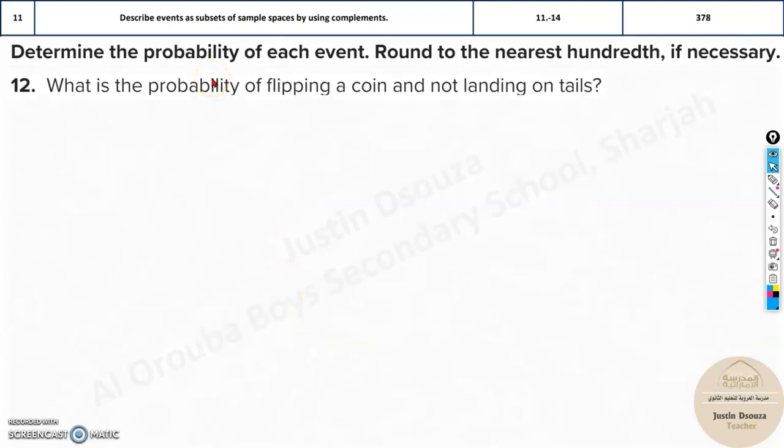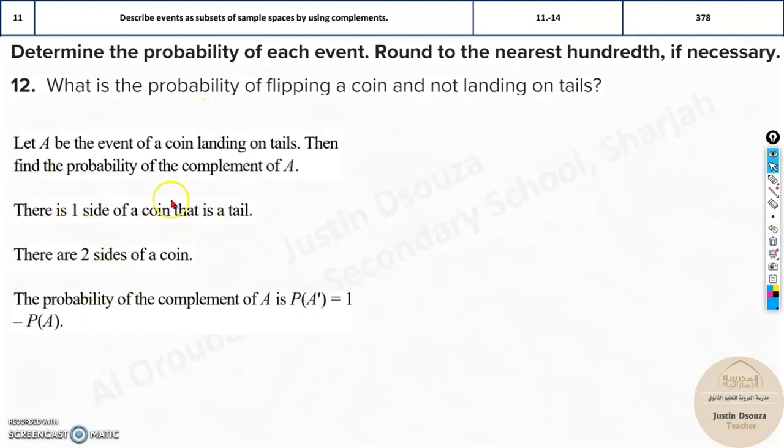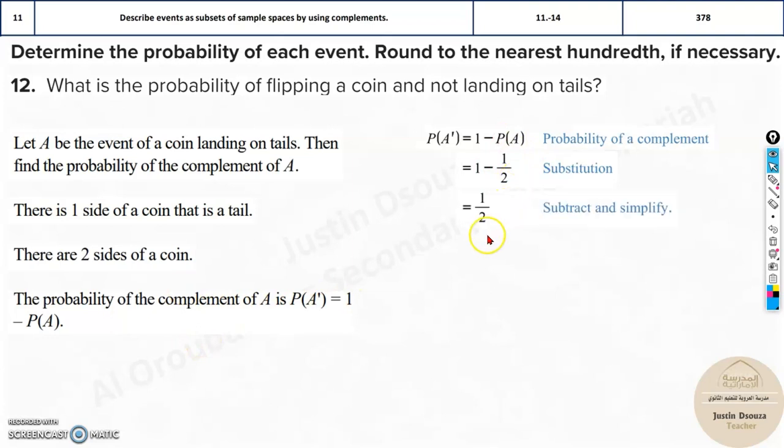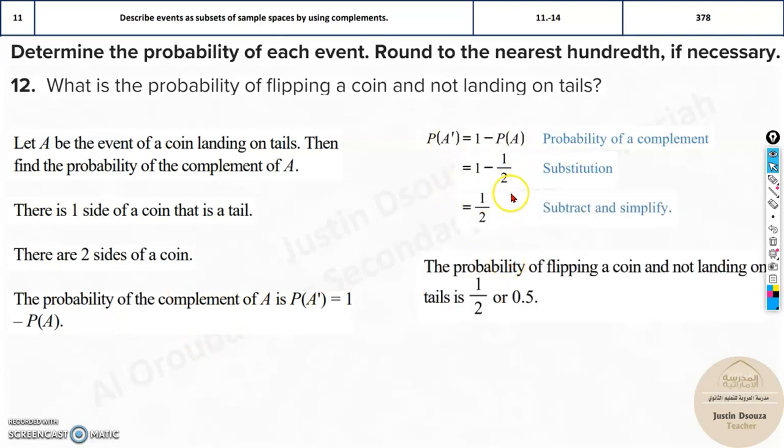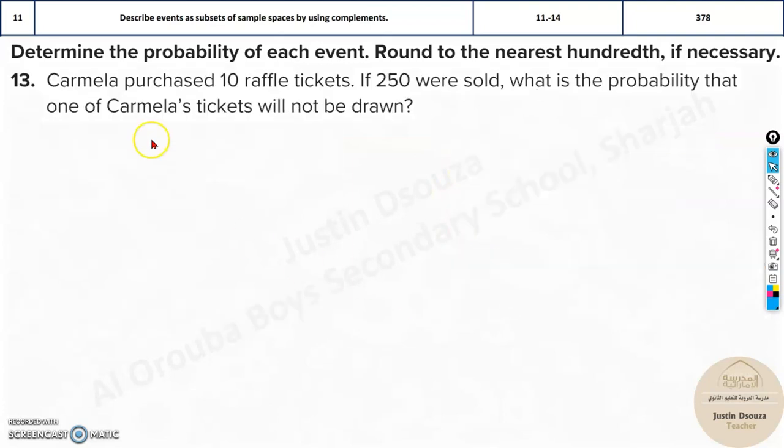Now, again over here, what is the probability of flipping a coin and not landing on tails? Now, a coin has only two options, heads and tails. So, what is the probability of getting tails? 50%. Not getting tails, 1 minus 50, it's again 50. It's very simple. You don't even need to solve this. One possibility is tails, one more is heads, total 2 possibilities. 1 minus 1 by 2 is half itself. 0.5 is the answer.